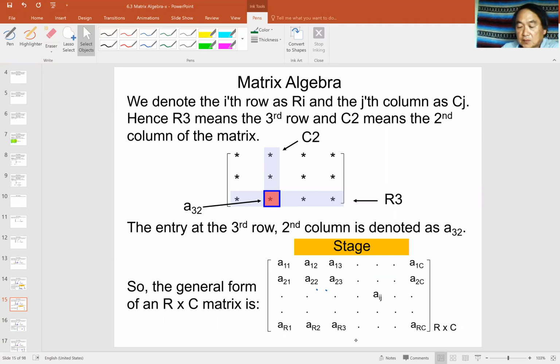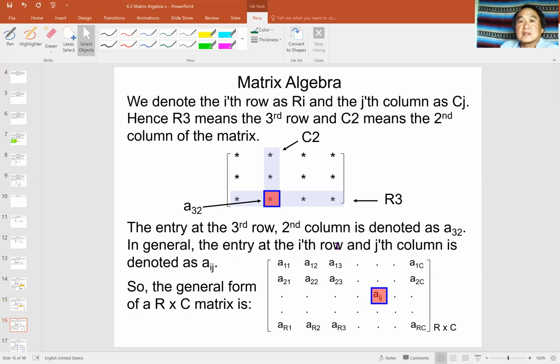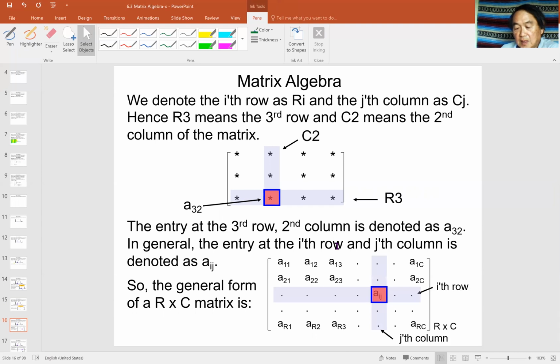And this is the general positions of an R by C matrix, and all the entries are indexed by the seat positions, 1,1, 1,2, 1,3, etc. And in general, what's the position a_ij? The i stands for the ith row, and the j stands for the jth column.